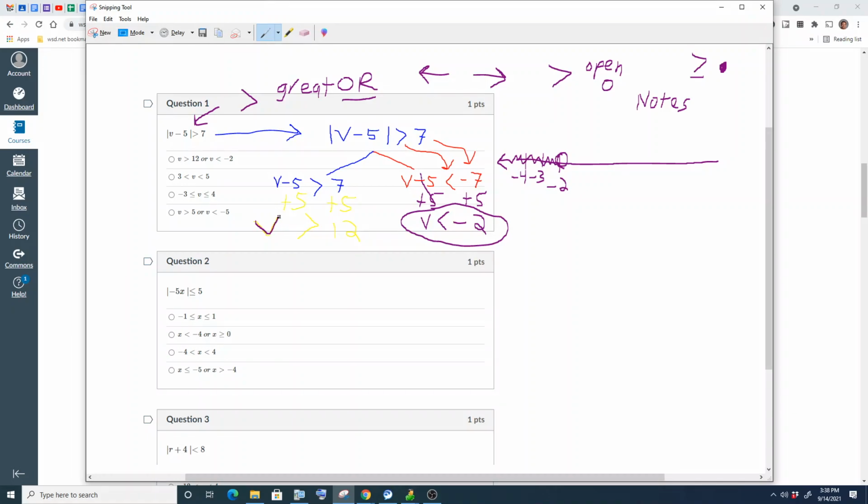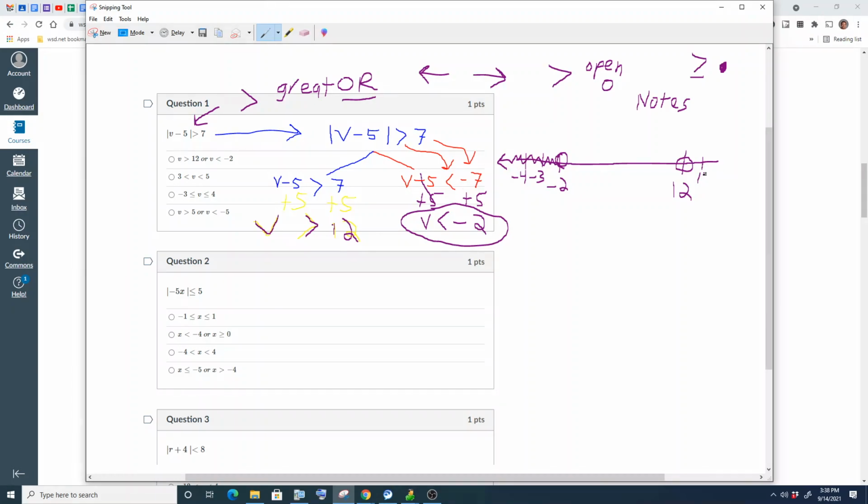And then the other one is V is greater than 12. So we go to 12, we do an open hole because it's greater, not equal to, it's just greater. And so we go ahead and do an open hole at 12. And then what's greater than 12? Go ahead and shout out a number if you want to that's greater than 12.